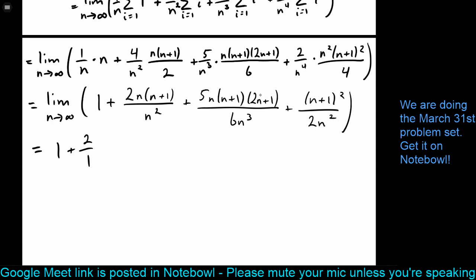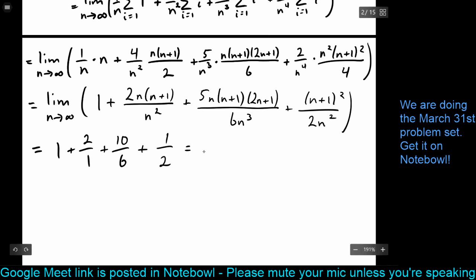Here, the highest thing on top is going to be an n cubed. And the way we get that is the 5n times this n times this 2n. So we have 10n cubed up top, 6n cubed on the bottom. So this is 10 over 6. Right? So it's important not to forget about this 2 right here. And then over here, we're going to have an n squared on top and a 2n squared on the bottom. So the coefficient's 1 on the top, 2 on the bottom.